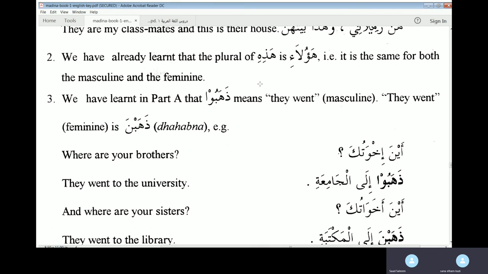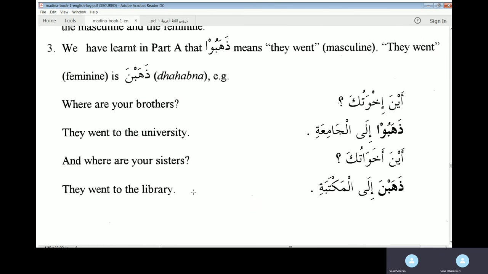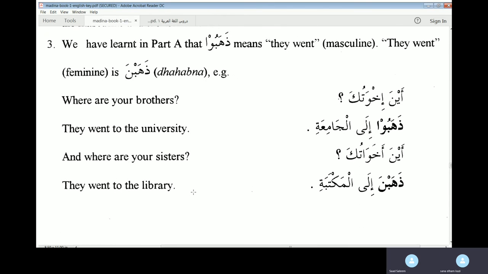We have learned in part A that zahabu means they went. Feminine is zahabna. Where are your brothers? Aina ikhwatuka? They went to the university. Zahabu ilal jamiati. And where are your sisters? Aina akhwatuka.